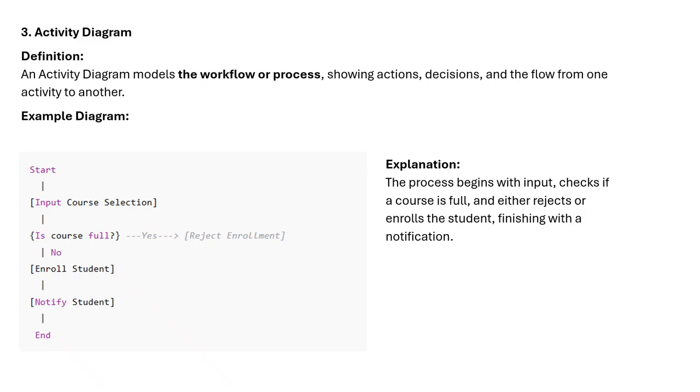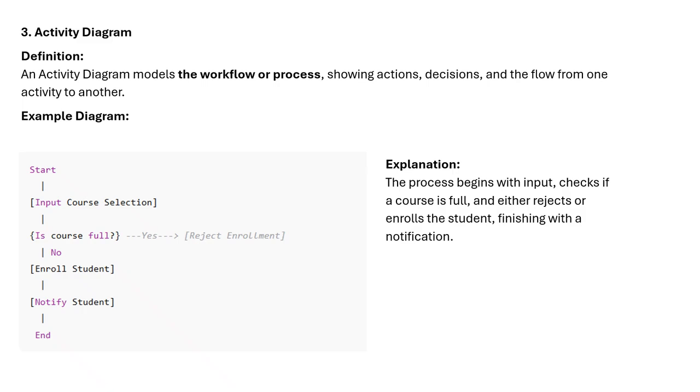Okay, is the course full? If the course is full, it says yes, this means reject the enrollment, you go this path. But if the class is not full, so no here, you enroll the student, and then the second step in the process, you notify the student, and then that's the end of it. So this is a kind of a flow, 1, 2, 3.